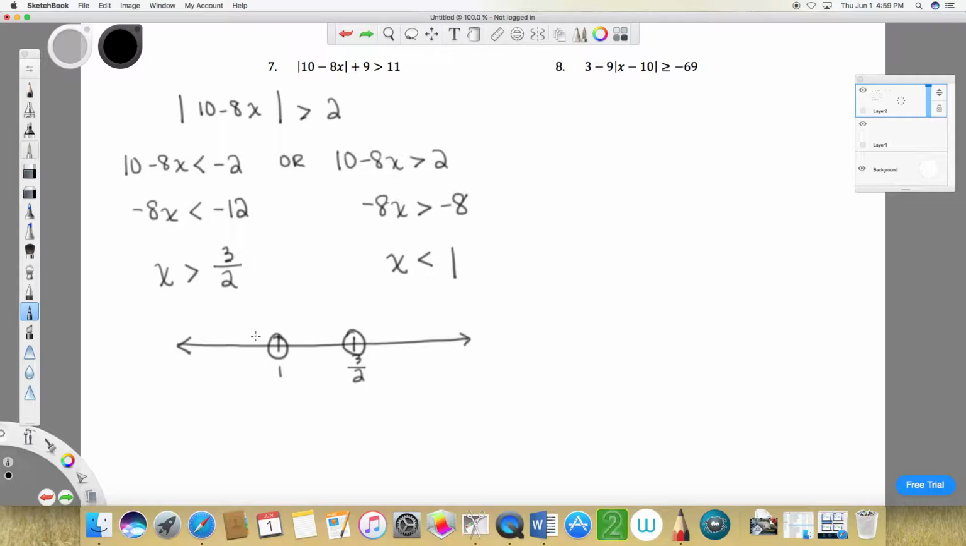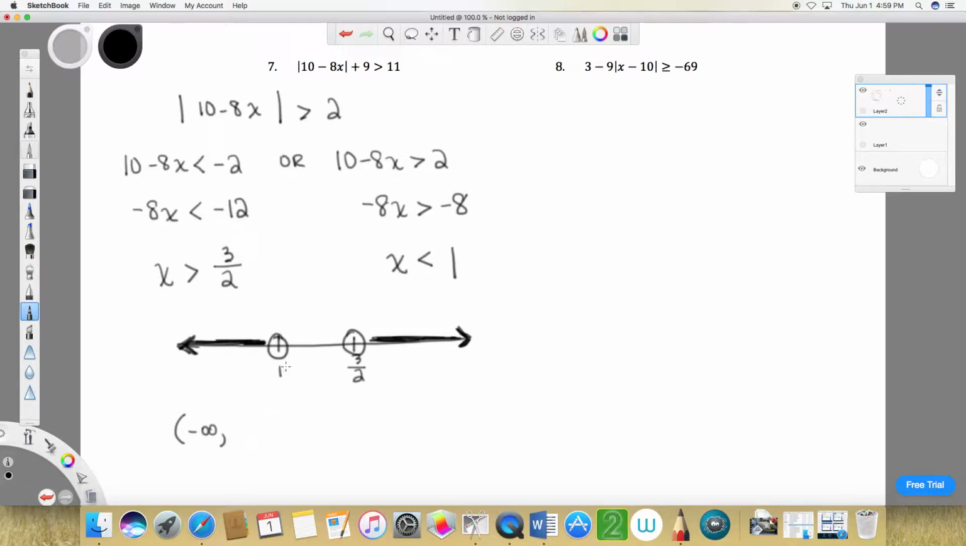X less than 1 means that I want to have the numbers shaded to the left of 1, and x greater than positive 3 halves means to shade to the right. So now I have a picture of my solution set. I want to write that in interval notation. The left arrow is shaded, so that's negative infinity. We never have brackets around negative infinity or positive infinity.